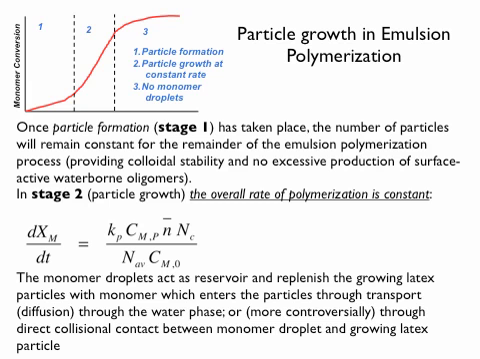We saw at the end of last lecture that in the particle growth stage, when you look at the graph, it looks a bit strange because the rate of polymerization stays constant.